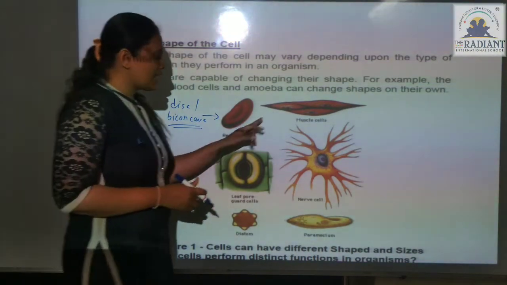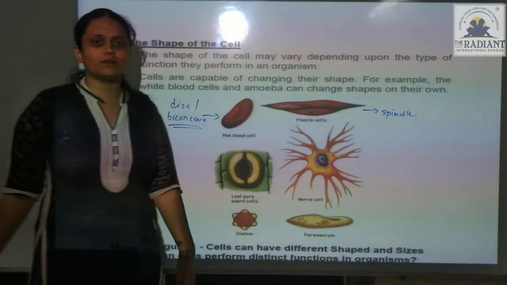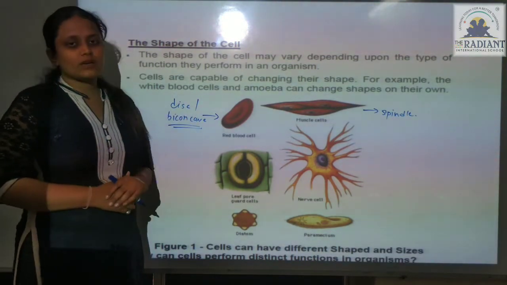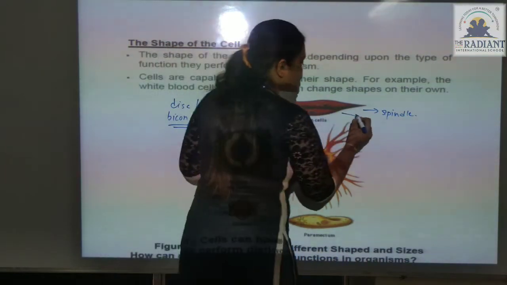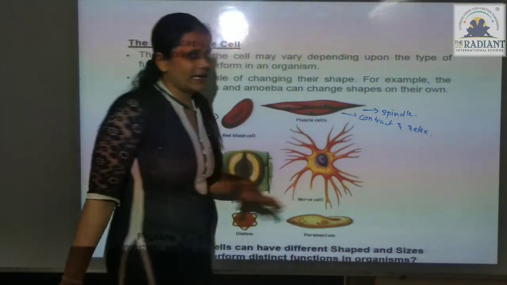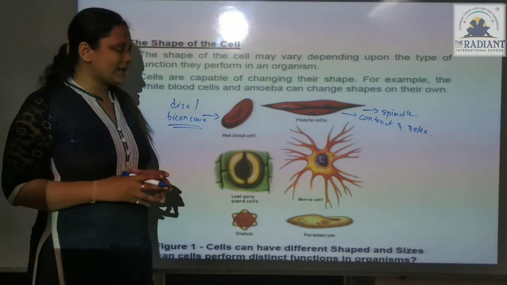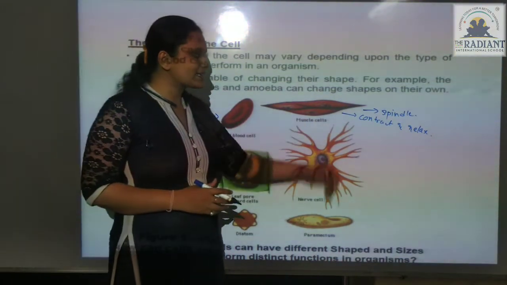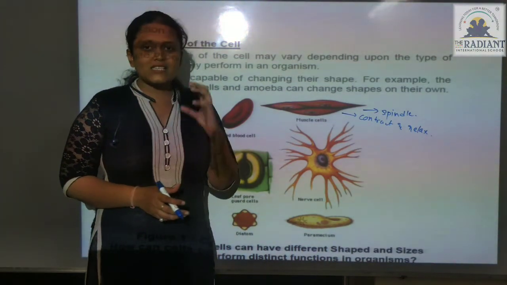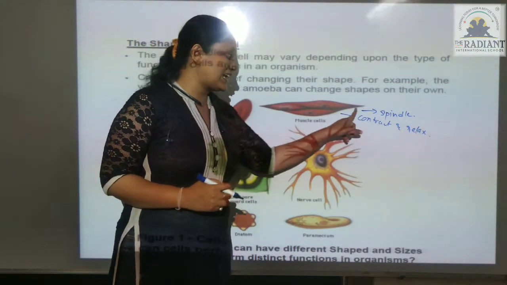Then we have the muscle cells over here, which are spindle-shaped cells. Why are they spindle-shaped? So that they can contract and relax while performing any work. Whenever they are assigned to perform any muscular work, they need to contract and relax whenever they are performing any task. And to ensure that contraction and relaxation, they are spindle-shaped cells, which are tapered at the ends.